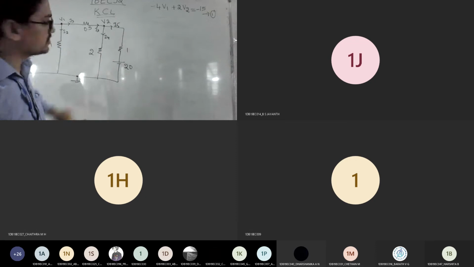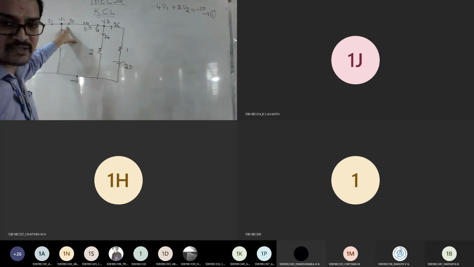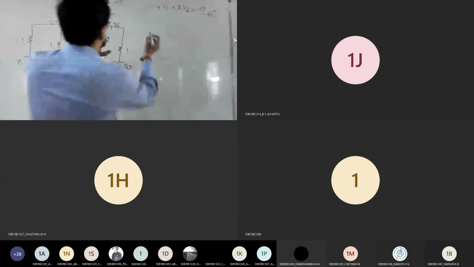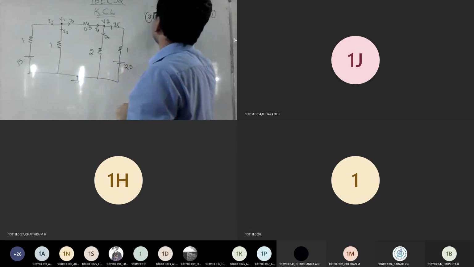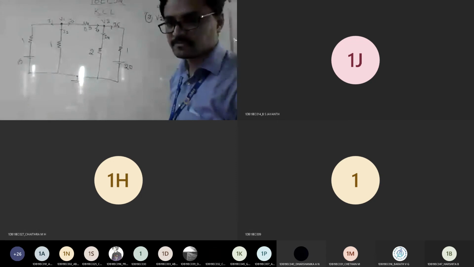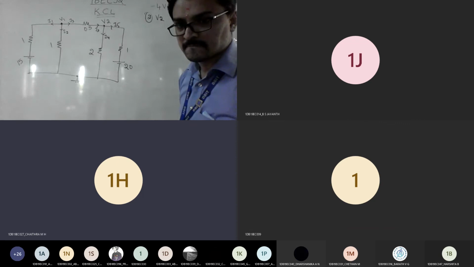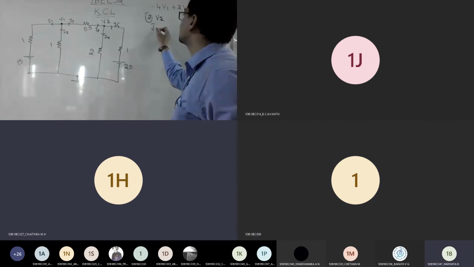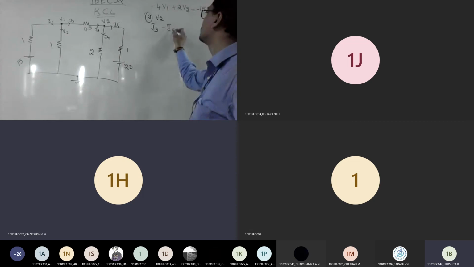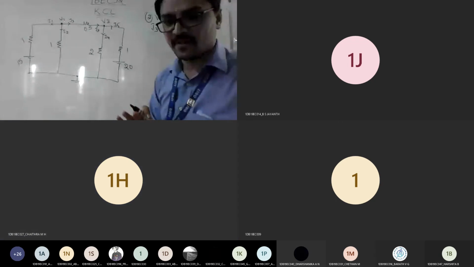There is a mistake you will commit: you will take this as one more current. That is not required, because whatever current is leaving here, the same current will enter here. So now tell me at node 2. I3 is entering means what? Positive. So I should write plus I3, minus I4, minus I5, equal to 0. Everyone understood this logic first of all now?